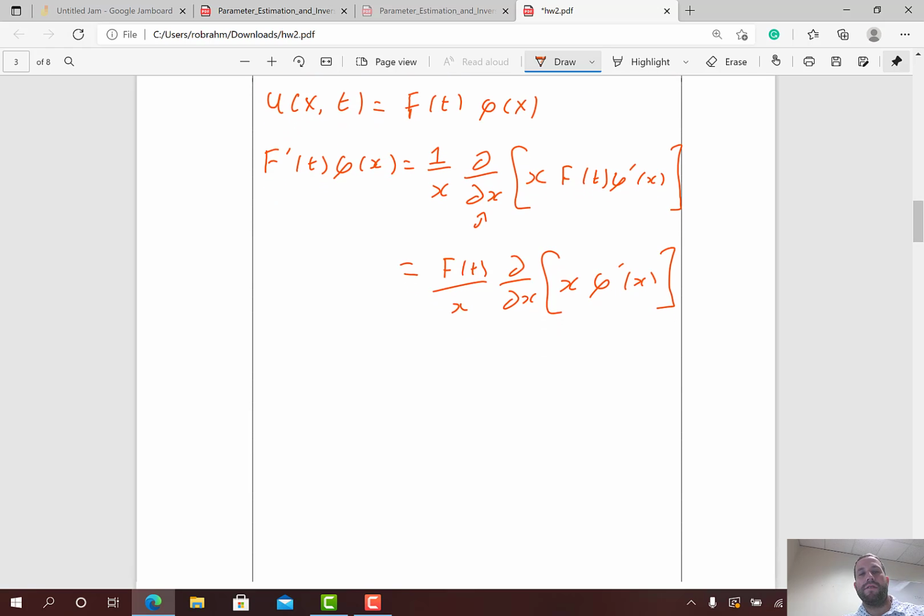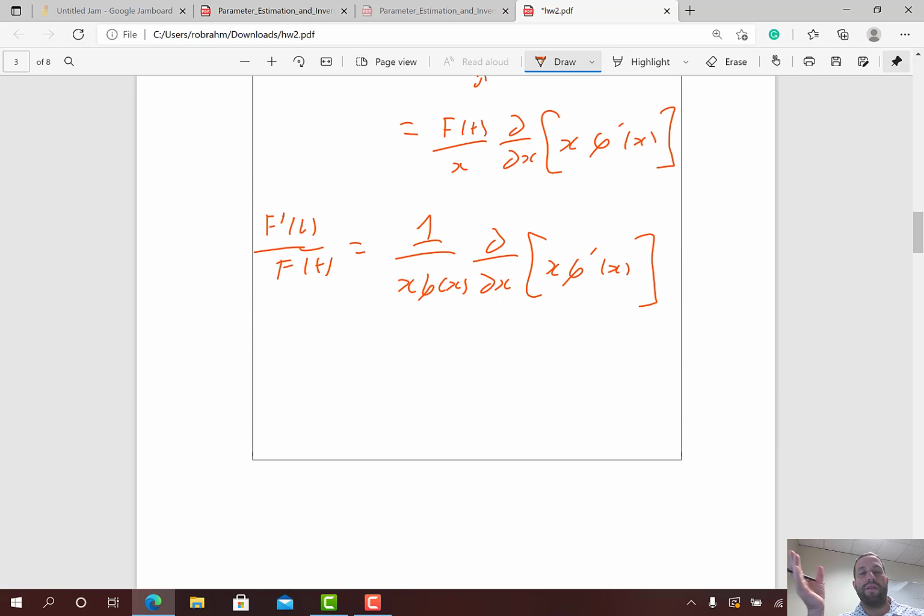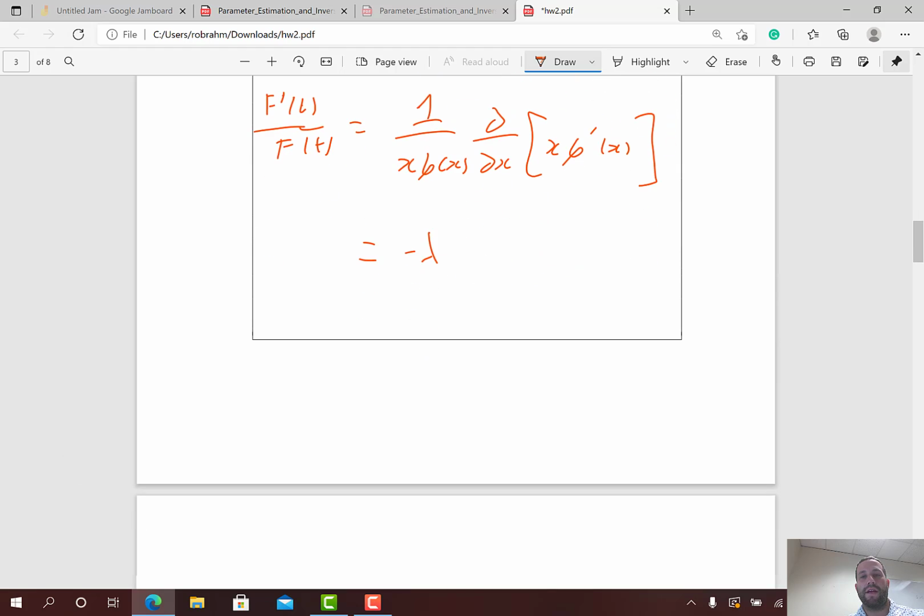times phi'(x), and now I'm going to divide both sides by f and by phi, and what I get is f'(t) over f(t) is equal to 1 over x phi(x) times the partial derivative with respect to x of phi'(x). Okay, and so on the left-hand side we have a function of t only. On the right-hand side we have a function of x only, and so these must be equal to some constant, and I'll just call it minus lambda, like the book does.